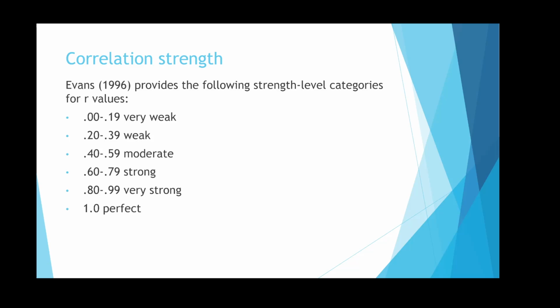Okay, so what are the various strengths of correlations? What is considered a strong correlation versus a moderate correlation versus a weak correlation? This comes from an article by Evans in 1996, and I think most statisticians would generally agree with this. A correlation of 0 to 0.19 would be considered very weak. 0.2 to 0.3 would be considered weak. Once you get into the 0.4s and above, that's typically where you're getting your statistically significant relationships. So take a look at these ranges here.